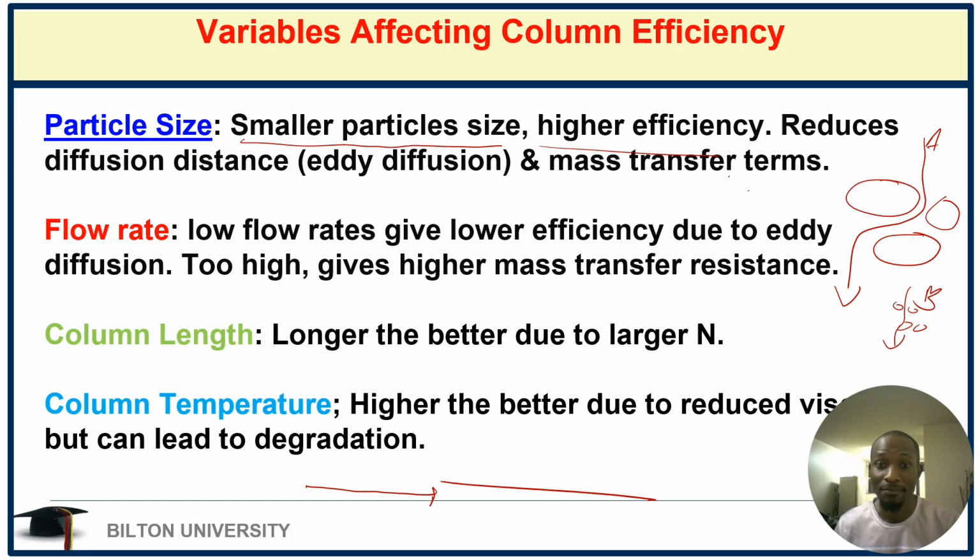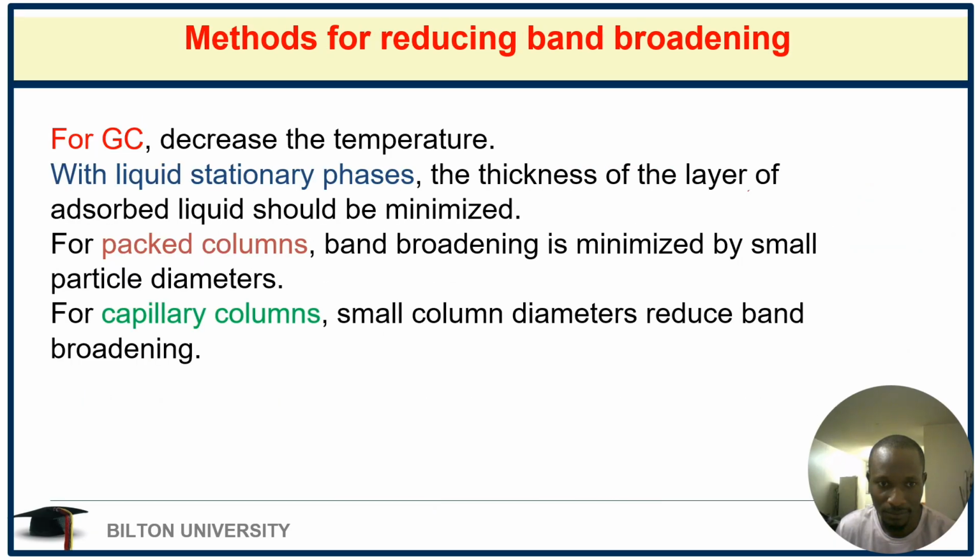Now, how does temperature make it better? If you increase the temperature of a viscous substance, you are going to break the intermolecular forces of that substance, and therefore the molecules are going to move faster. So if you increase the temperature, you are going to reduce the viscosity, and therefore you are going to prevent eddy diffusion, any type of diffusion that can take place, and you are going to have a better column efficiency.